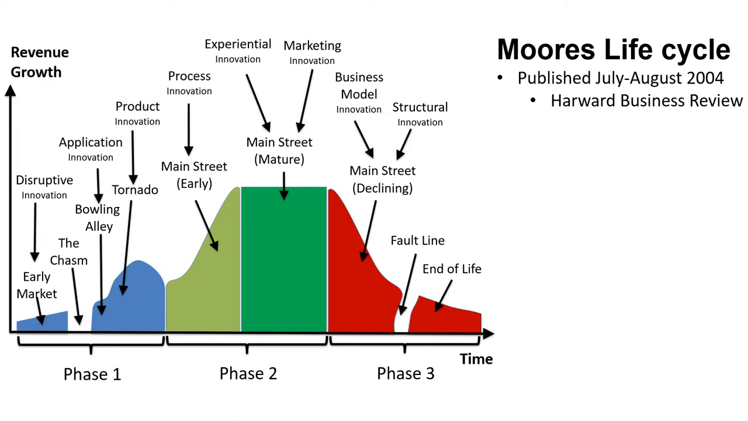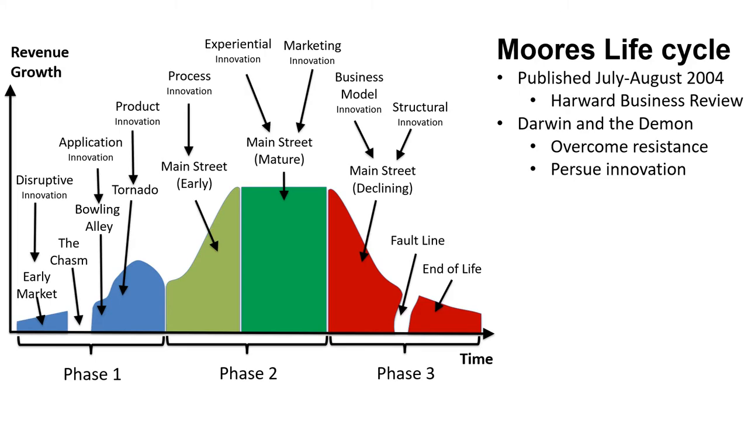The model review is based on the article Darwin and the Demon, Innovation Within Established Enterprises, published in the Harvard Business Review, July-August 2004. The model provides an insight into innovating within established enterprises.